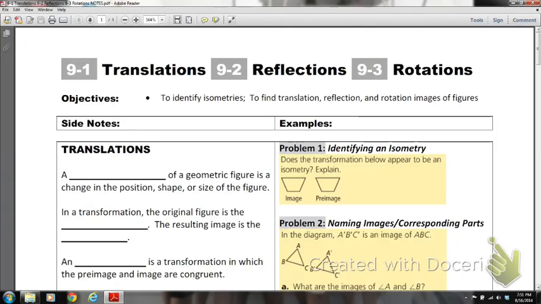So the first definition is a transformation. A transformation of a geometric figure is a change in the position, shape, or size of a figure. In a transformation, the original figure is called the preimage, and the resulting image after the transformation is called the image.